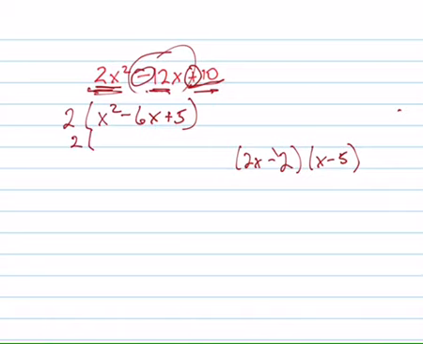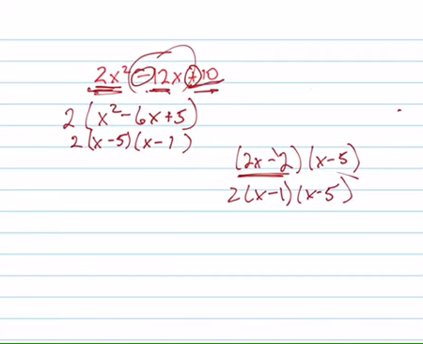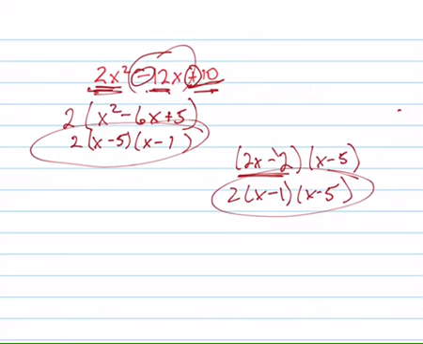And now this is just 2 times x minus 5, x minus 1, which is what this is right here. 2x minus 1, x minus 5. So if we would have thought before we jumped into it, it would have been much better. My fault.